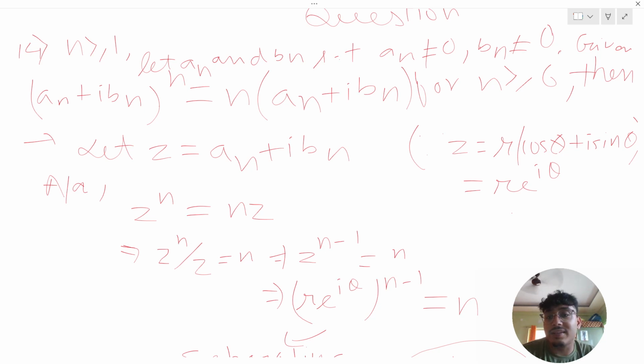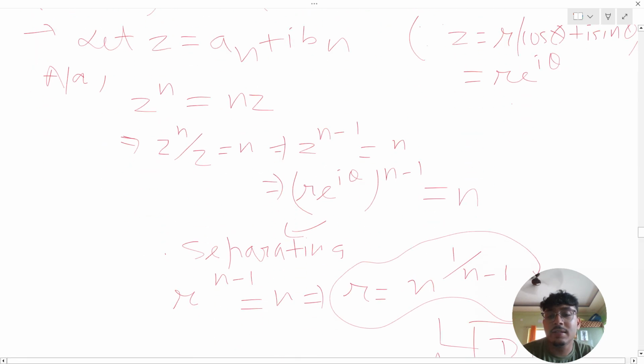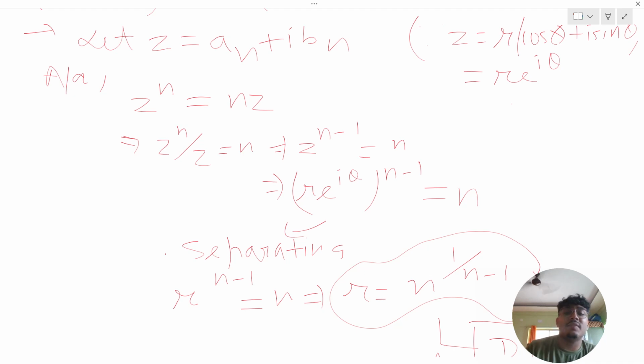So according to the question, this is basically z, this is also z, so z to the power n equals nz. I bring my z to this side, z to the power n by z equals n. Same base, different powers, and in division, so we subtract the powers. So z to the power n minus 1 is basically n. Now z is r e to the power i theta, so (r e to the power i theta) whole to the power n minus 1 is n.